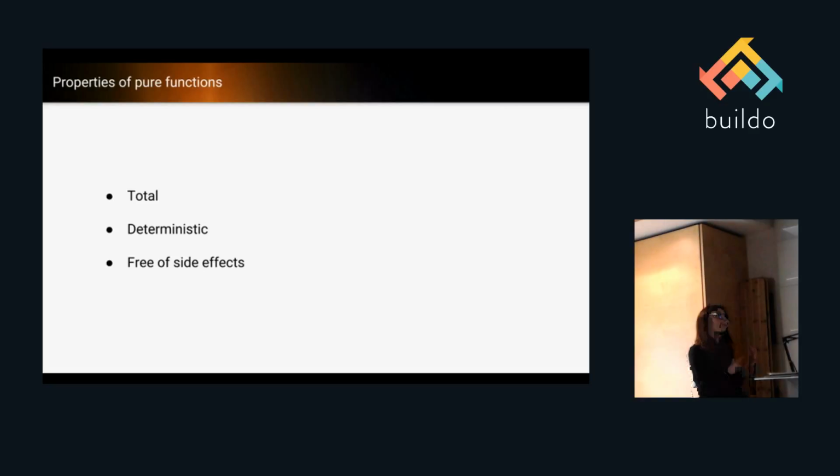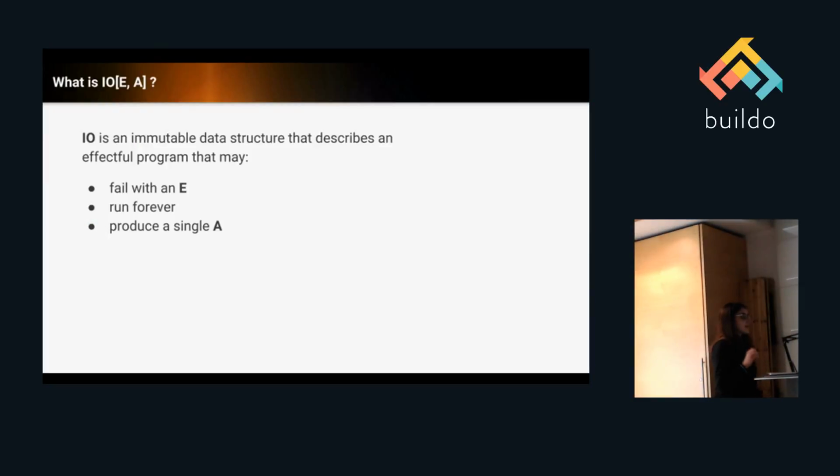Now we talked about effectful programs and pure functions. Now we will have effectful programs using a purely functional way. So we are ready to cover some data structures built on ZIO. The main data structure is I/O, I/O EA.